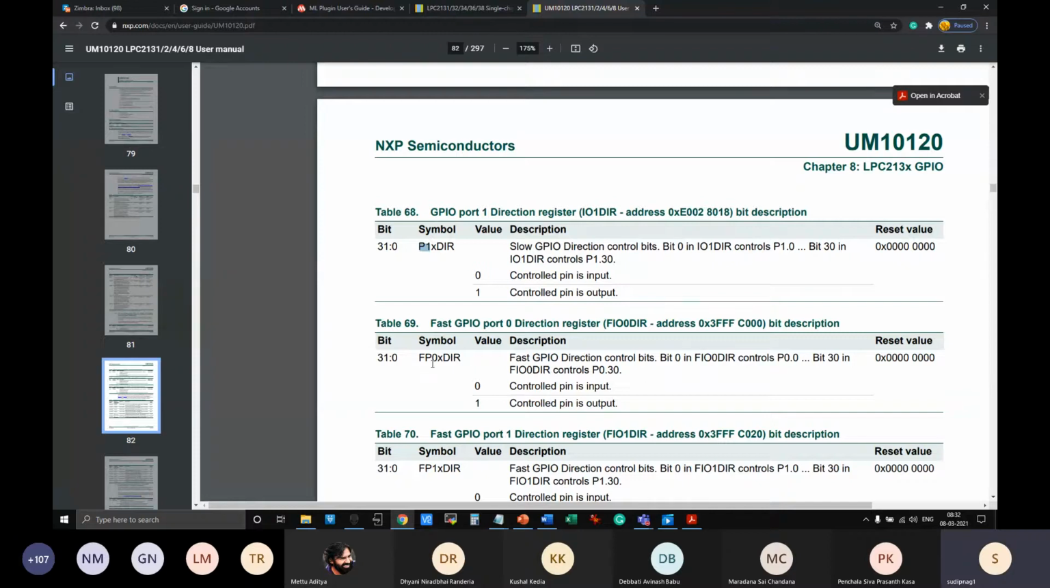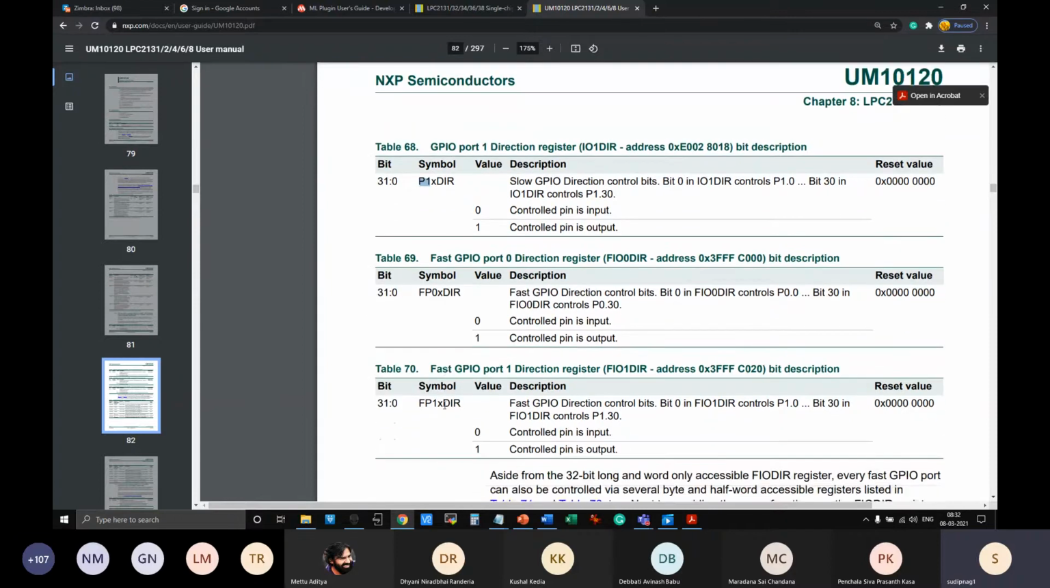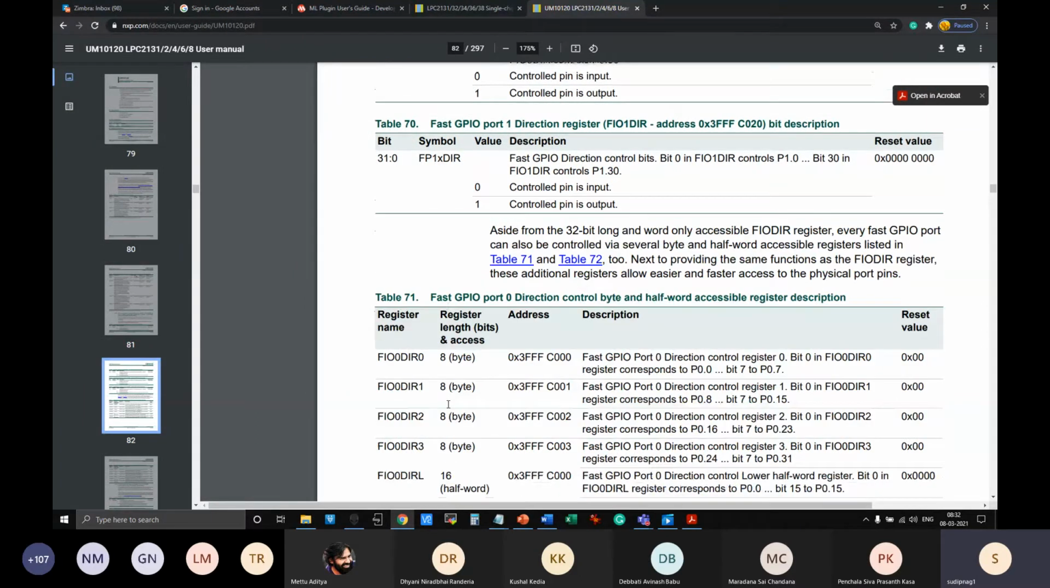Similarly, every special function register that we came across, like fast type or normal type, has a different address value. That means it has a different physical address location, and it can also be configured separately, depending on whether you go into the fast mode or normal mode of GPIO.